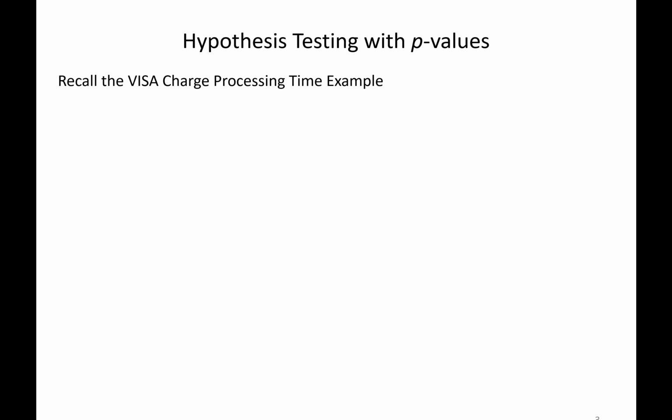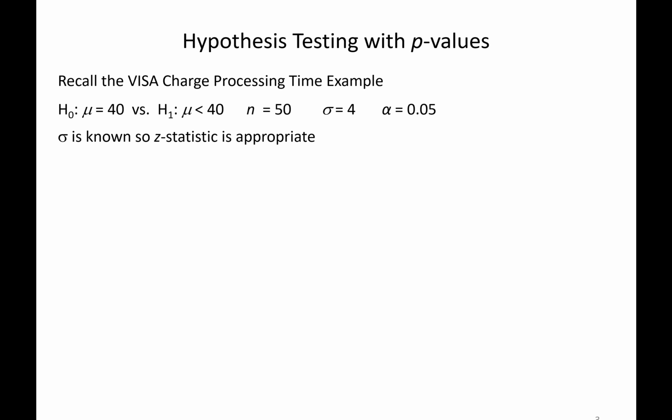So let's look again at our credit card processing time example from the previous video. You will recall that we were testing the null hypothesis that the average processing time for credit card charges was 40 seconds, and some new process came along, and the claim is that the new process is less than 40 seconds. So we had a sample size of 50, a standard deviation of 4, and an alpha level of 5%. Notice that sigma is known here, so we used the z test statistic.